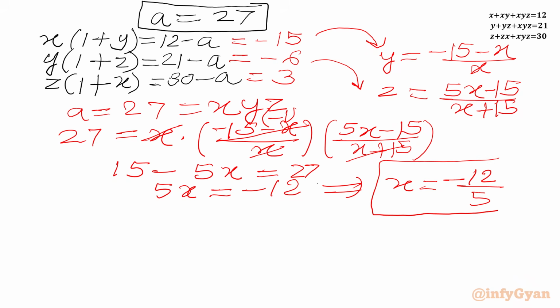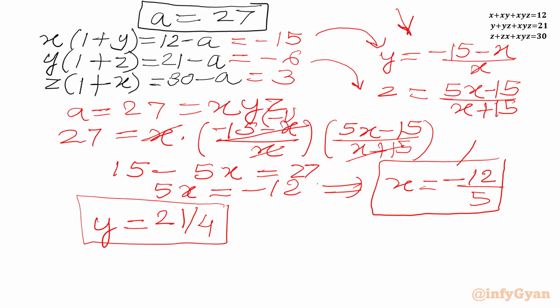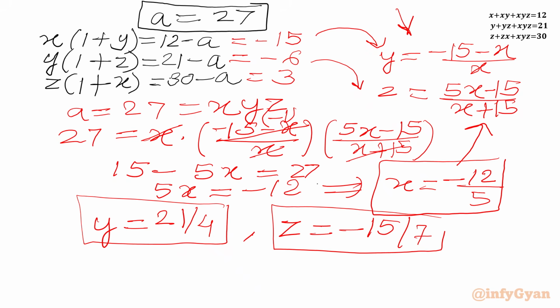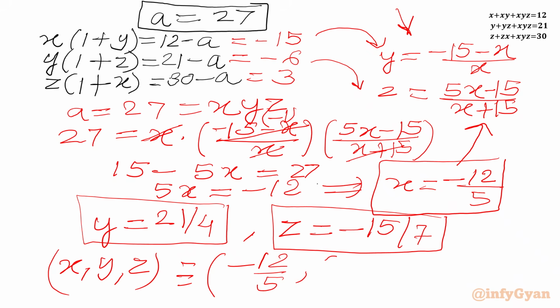Now we have to put the x value here. So we will be getting y, which is equal to 21 over 4. Let me write here 21 over 4. And once we plug in the x value over here, we are going to get z as minus 15 over 7. So we have the third ordered triplet. Let me write x comma y comma z equal to x is minus 12 over 5, y is 21 over 4, z is minus 15 over 7.